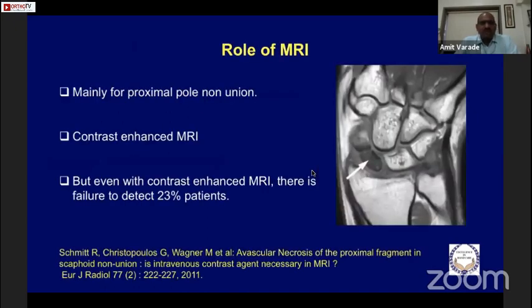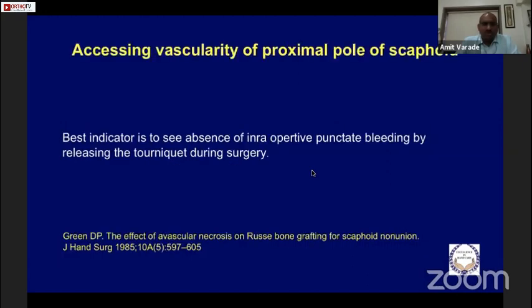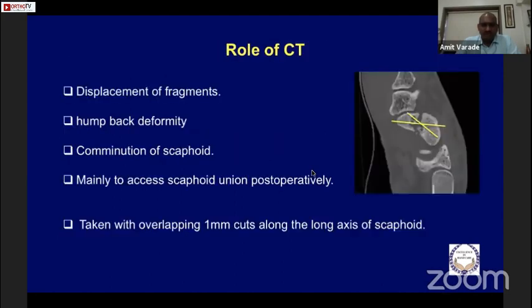MRI is basically to see the proximal pole non-union, and we have to order contrast enhanced MRI. But even with contrast enhanced MRI, there is failure to detect 23% of the patients. And according to this paper, many cases diagnosed as having AVN may actually have had satisfactory vascularity of the proximal pole. So what do we do? The best tool to assess vascularity of the proximal pole of the scaphoid is to see intraoperative punctate bleeding by releasing the tourniquet. If there is no bleeding from the proximal fragment, it means that it is avascular.